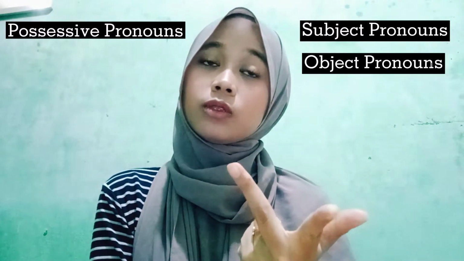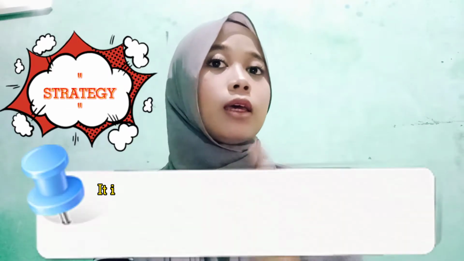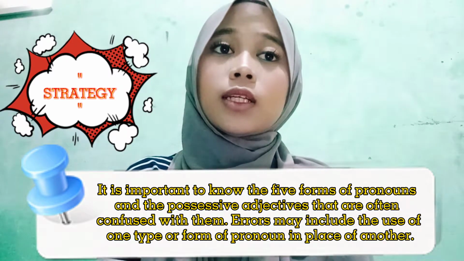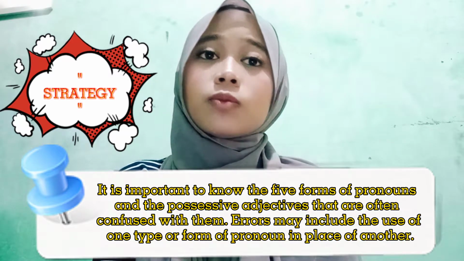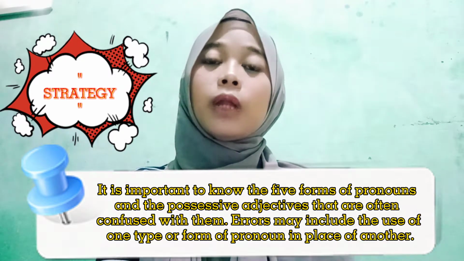Pronouns. There are 5 forms of pronoun in English: subject pronouns, object pronouns, possessive pronouns, reflexive pronouns, and relative pronouns. Possessive adjectives will also be included in this chapter, although they are not pronouns. Strategy: it is important to know the 5 forms of pronouns and the possessive adjectives that are often confused with them. Errors may include the use of one type or form of pronoun in place of another.